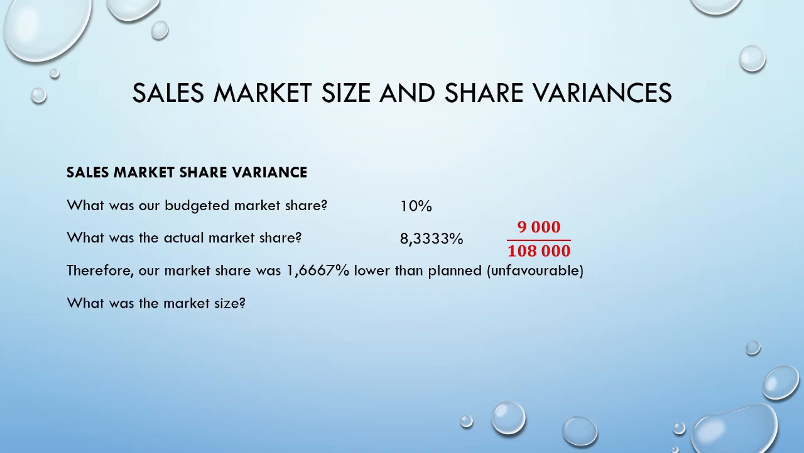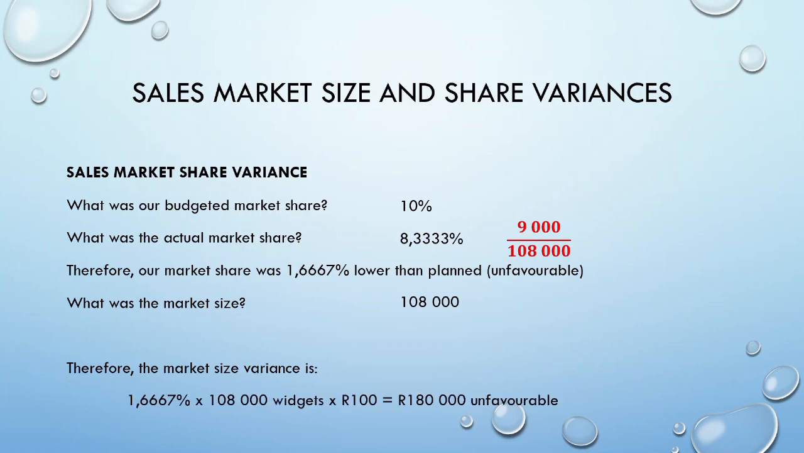So we ask ourselves, what was the total market size? As we have already made adjustment from the budgeted market size to the actual market size in our market size variance, which we calculated on the previous slide, for the market share variance, we will use the actual market size of 108,000 widgets. Therefore, our market share variance is the change in our market share of 1.67% multiplied by the actual market size of 108,000 widgets multiplied by the standard contribution of 100 Rand to give us an unfavorable variance of 180,000 Rand.